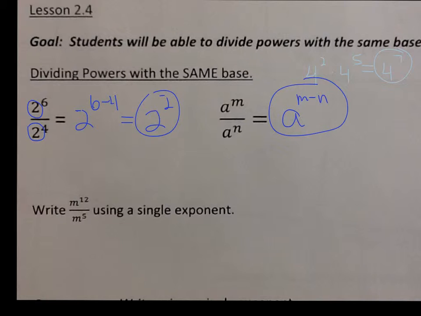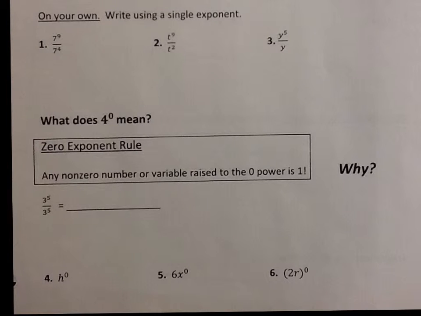So let's try writing m to the 12th divided by m to the 5th using a single exponent. Well, we start by dividing. 12 minus 5 becomes 7, so it becomes m to the 7th. Alright, so I would like you to try these three. So pause the video.